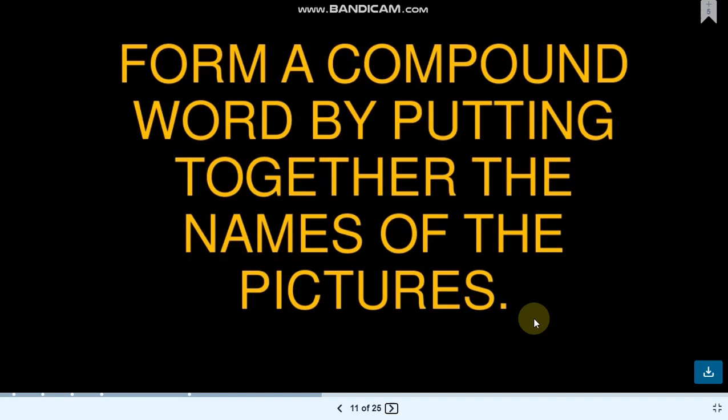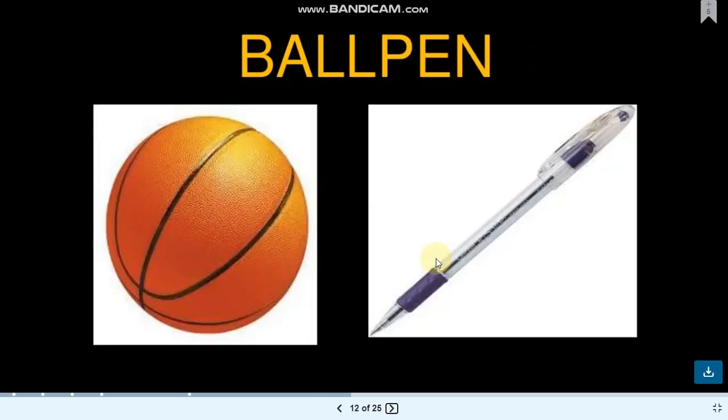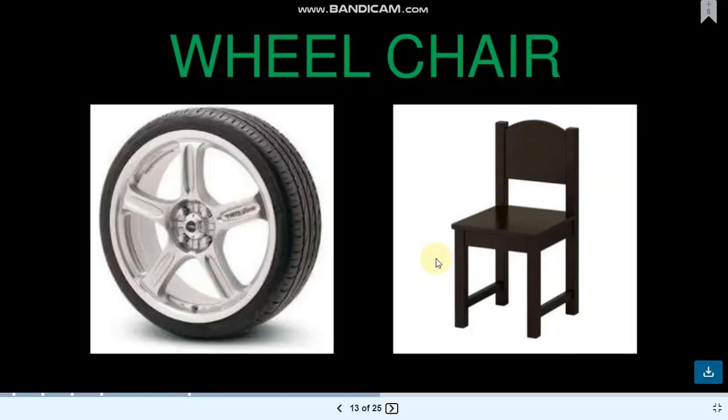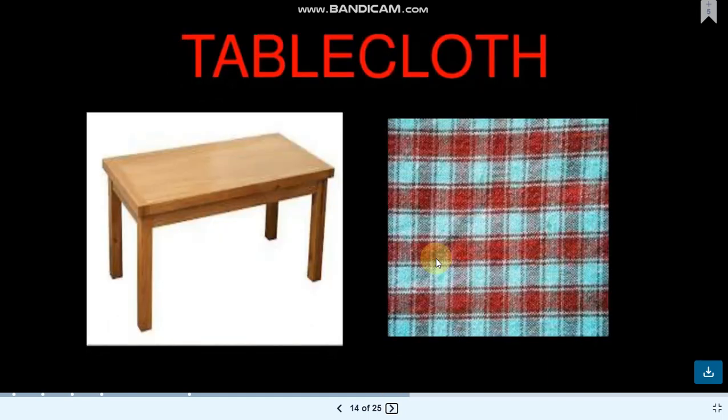Now, we need to form a compound word by putting together the names of the pictures. Are you ready? Okay, what about this? Oh yeah, this is what we call the ball pen. What about this? Wheel and chair, wheelchair.